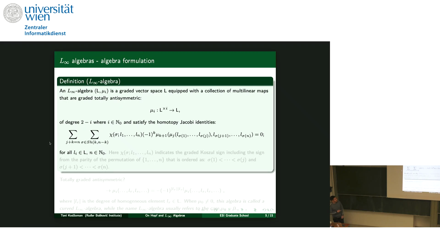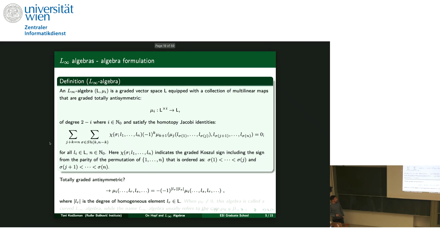Now we will take a look at what these L-infinity structures are. An L-infinity algebra is a graded vector space equipped with a collection of multilinear maps that are graded totally antisymmetric of degree 2 minus i, with i a natural number starting from 0, and they satisfy these homotopy Jacobi identities. Now, the psi in this relation indicates the graded Koszul sign, and it also includes in itself the sign from the parity when you permute all of these elements.